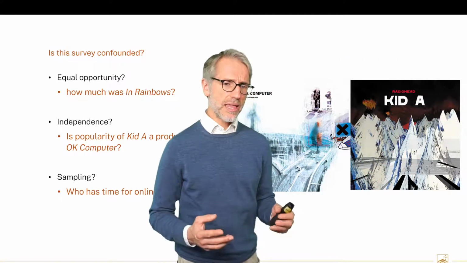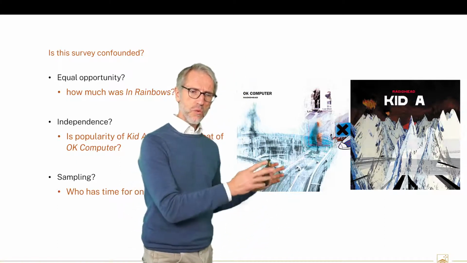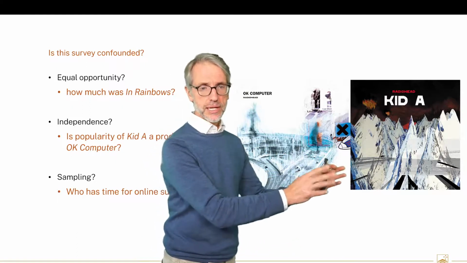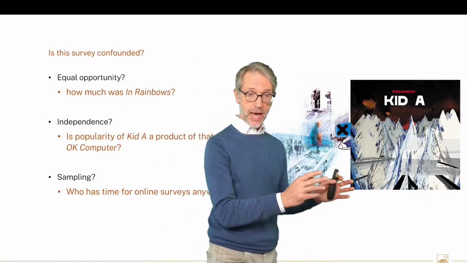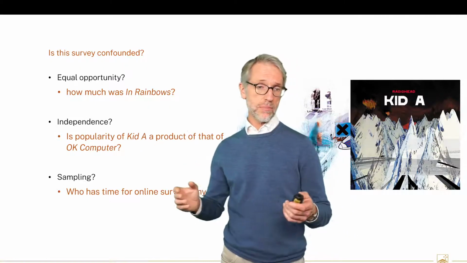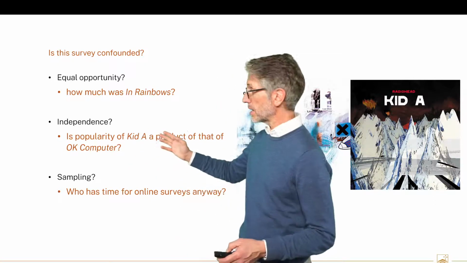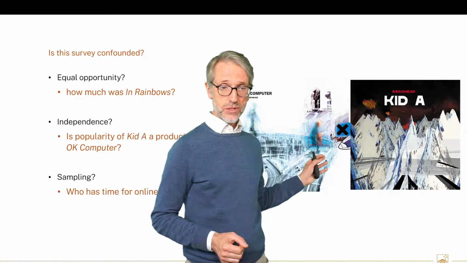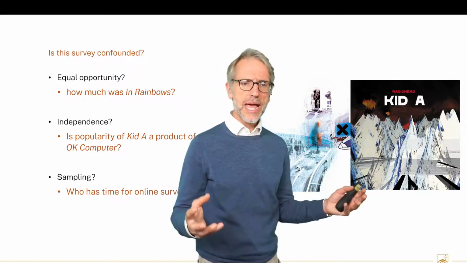What about this issue of independence? OK Computer was a massive hit. They sold many, many albums and Kid A followed immediately afterwards. Is the popularity of Kid A a consequence of the popularity of OK Computer that came before it? So is there a time-related effect? Can we say that the preferences for Kid A are independent of how popular OK Computer was? How do we analyse that? How do we handle these things?